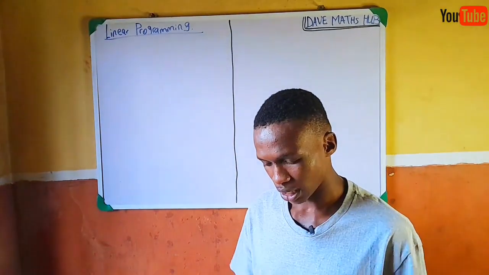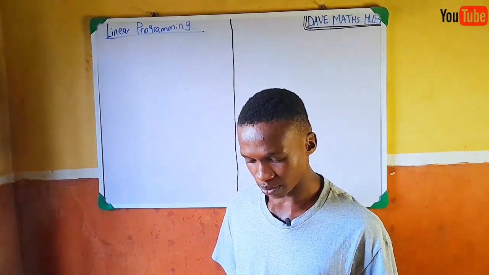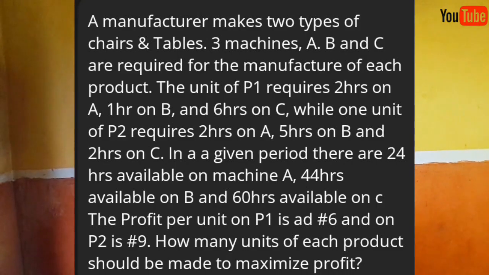Let's see some examples. It says a manufacturer makes 2 types of products, chairs and tables. 3 machines A, B, and C are required for the manufacture of each product. 1 unit of P1 requires 2 hours on A, 1 hour on B, and 6 hours on C, while 1 unit of P2 requires 2 hours on A, 5 hours on B, and 2 hours on C. In a given period, there are 24 hours available on machine A, 44 hours available on B, and 60 hours available on C. The profit per unit on P1 is 6 naira and on P2 is 9 naira. How many units of each product should be made to maximize profit?